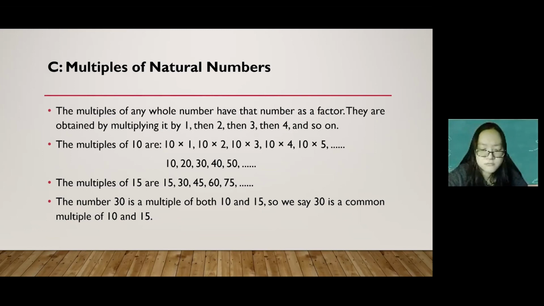The multiples of 15 are 15, 30, 45, 60, 75. The number 30 is a multiple of both 10 and 15. So you say 30 is a common multiple of 10 and 15.